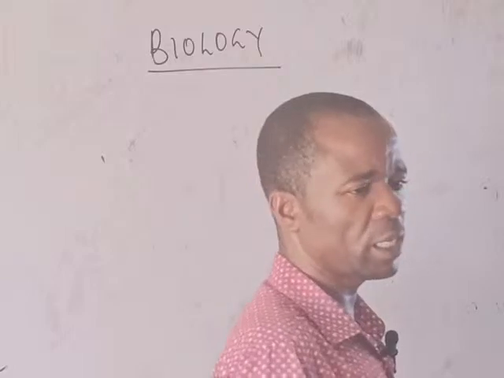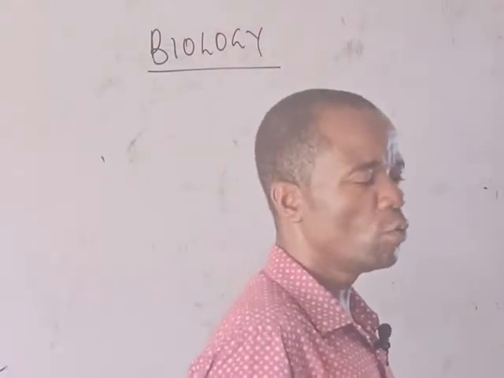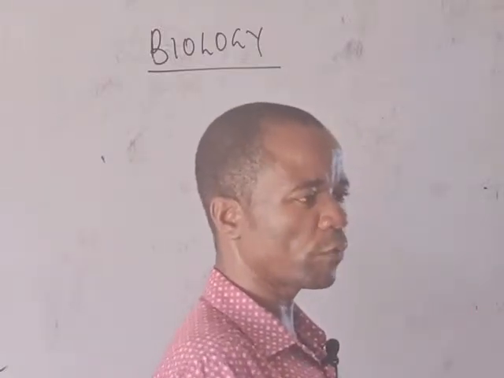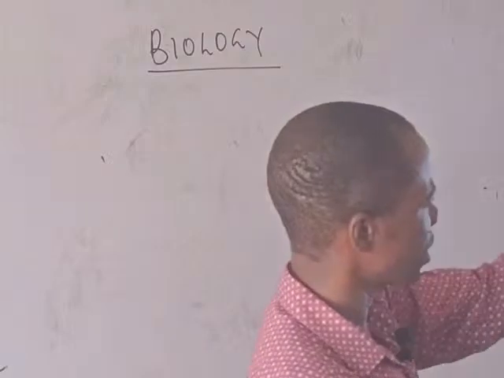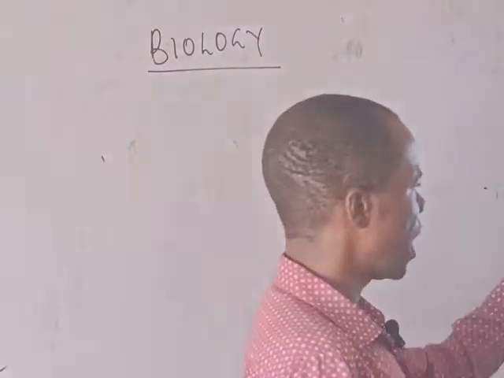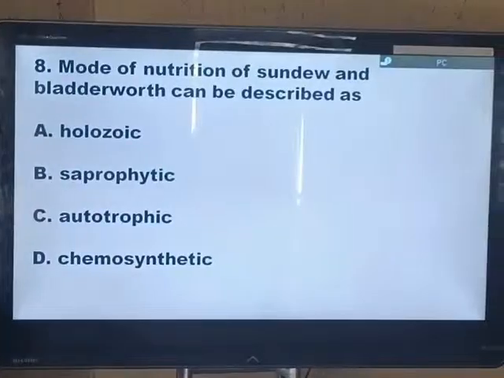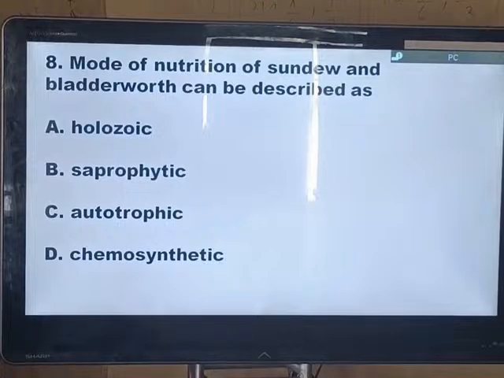Chemosynthetic. I've mentioned that earlier. Chemosynthetic is a form of nutrition in which certain organisms like bacteria manufacture their own food from simple inorganic substances. But sundew and bladderwort have chlorophyll, they can manufacture their own food, and because of that, they are autotrophic. Another name for autotrophic is holophytic. So the correct answer for number 8 is C.